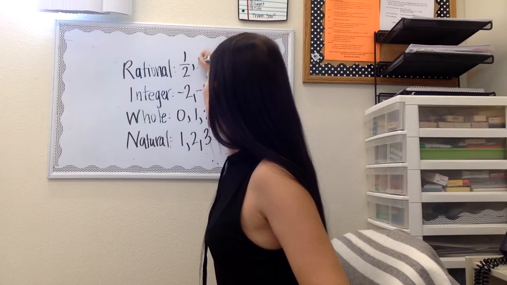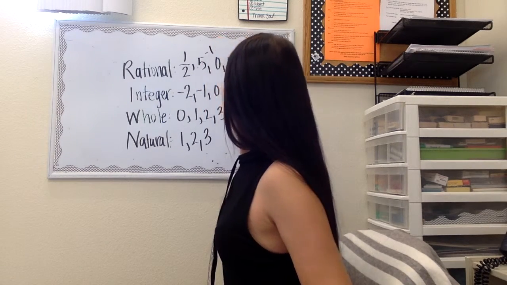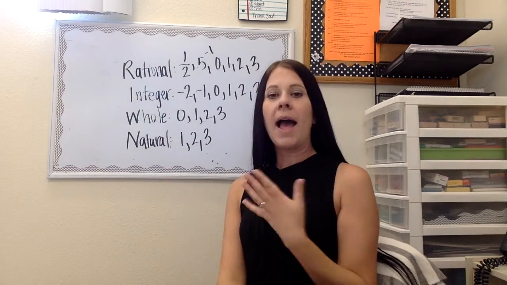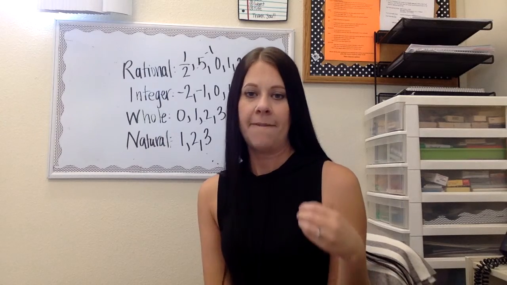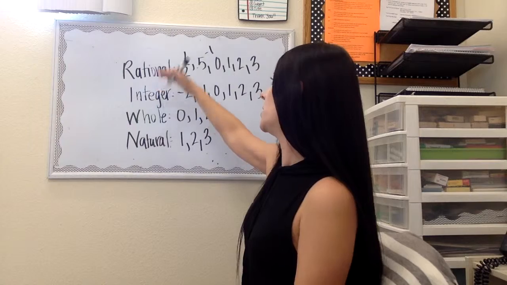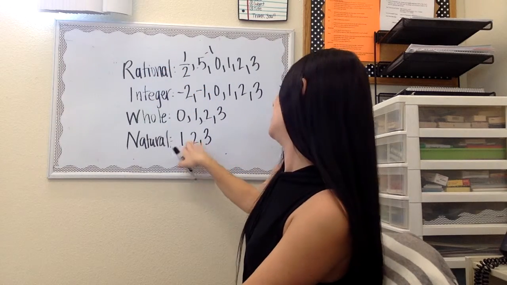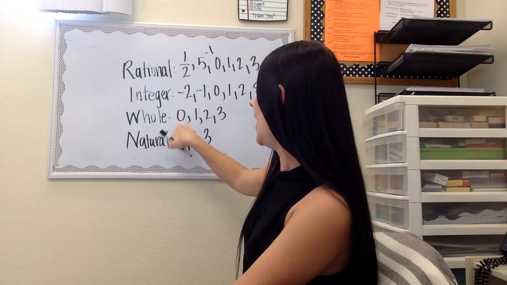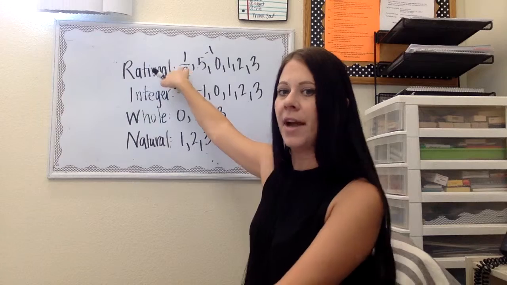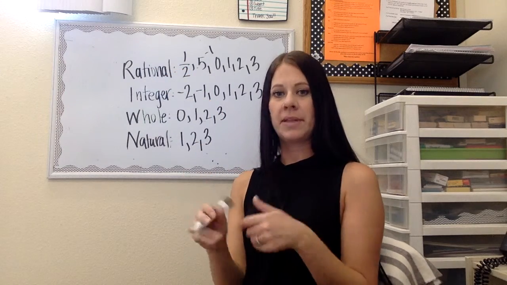1/2, 0.5, 0, 1. Oh, I forgot some negatives too. 2, 3. Okay, so I feel like that kind of makes sense. I feel like you could write down NWIR, remember natural, whole, integer, rational, and then kind of fill this in and go, okay, where did I start? I started with 1. I added on a 0. I added on negatives, and then I added on fractions. Okay, that's kind of how I want you to sort this out.